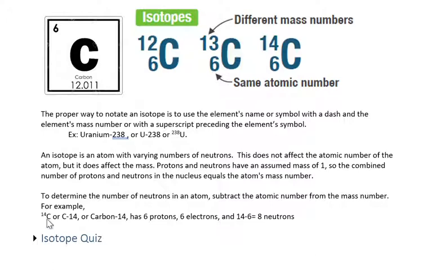So you could write that carbon 14 or C-14, or you could write the whole element name, carbon 14, and it has 6 protons, 6 electrons, and the way you figure out how many neutrons, you take the mass of it, which is 14, and you subtract from it the number of protons, and that gives you the number of neutrons. So now we just have a bunch of really simple addition and subtraction, where I give you an isotope, and you need to tell me the number of protons, electrons, or neutrons in that isotope.